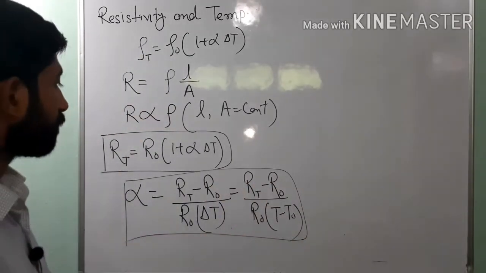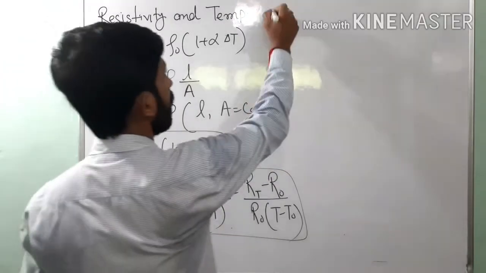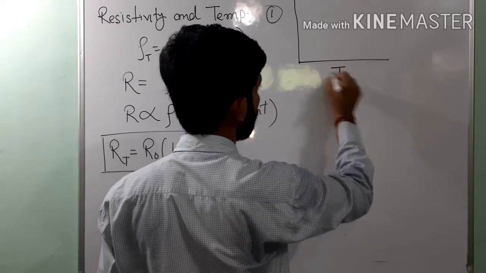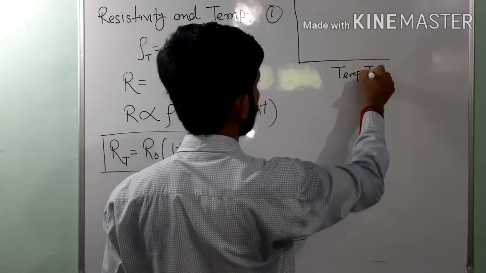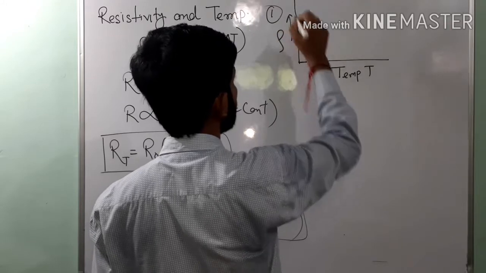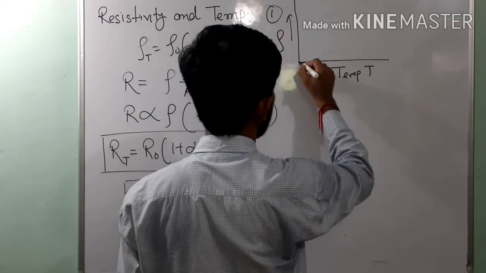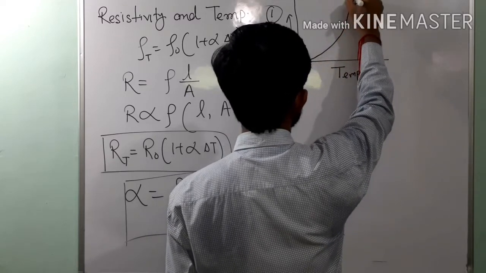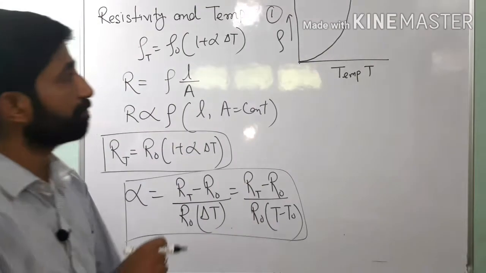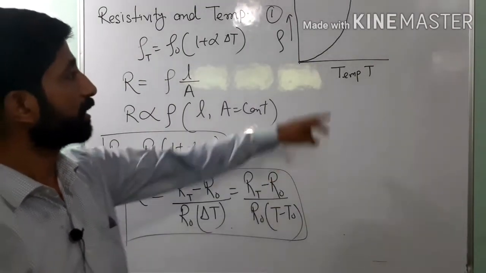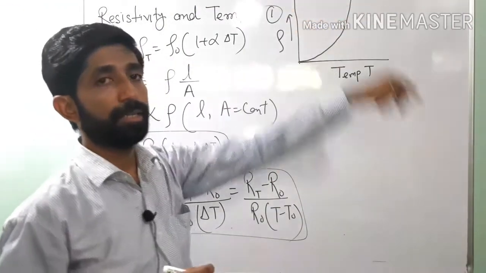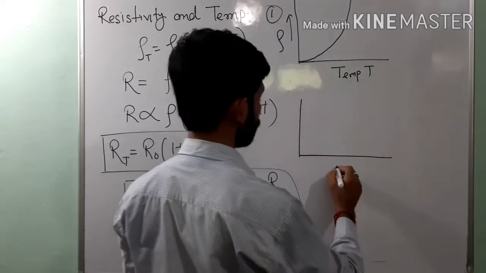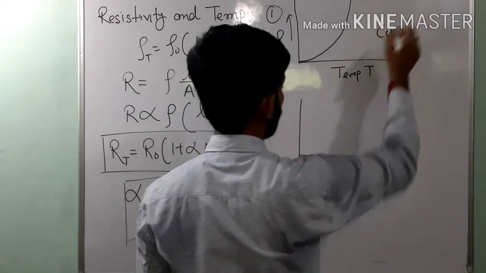Now for copper, let's analyze some graphs. For copper, this is temperature and this is resistivity. For copper, the graph is a little more non-linear and becomes like this. So this is a pure metal, and resistivity increases a little like this. Okay, in case of nichrome, this was for copper.